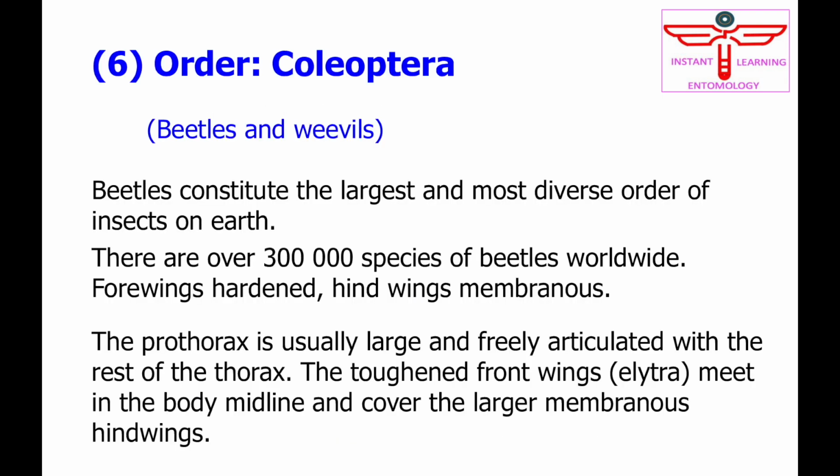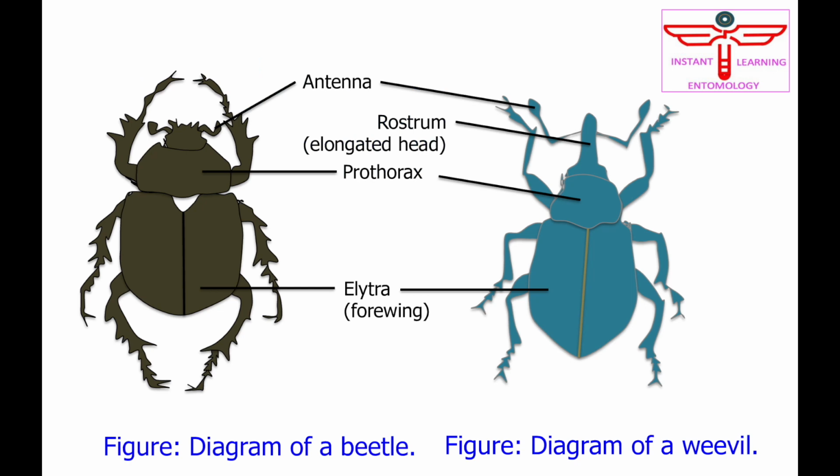Order, Coleoptera, the beetles and weevils. Beetles constitute the largest and most diverse order of insects on Earth. There are over 300,000 species of beetles worldwide. Forewings hardened, hind wings membranous. The prothorax is usually large and freely articulated with the rest of the thorax. The toughened front wings, elytra, meet in the body midline and cover the larger membranous hind wings.